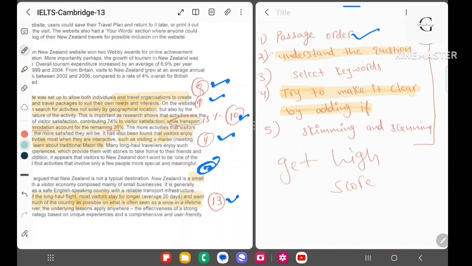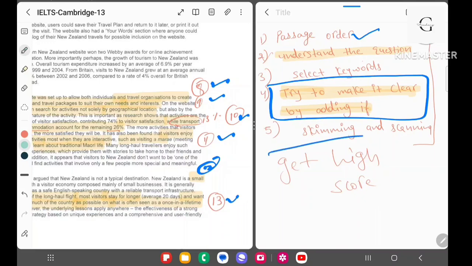Try to understand the question, and this is the most important tip that you can use. Try to make it clear by adding "if", skimming and scanning, and you are going to get a high score in your reading module.